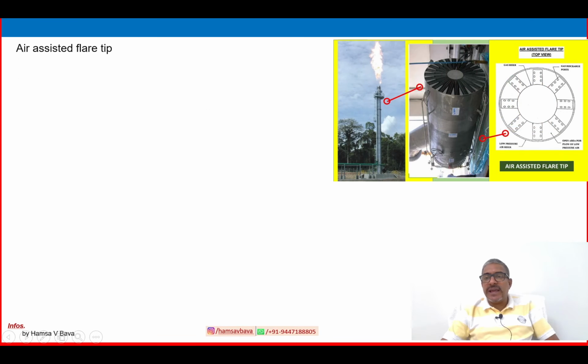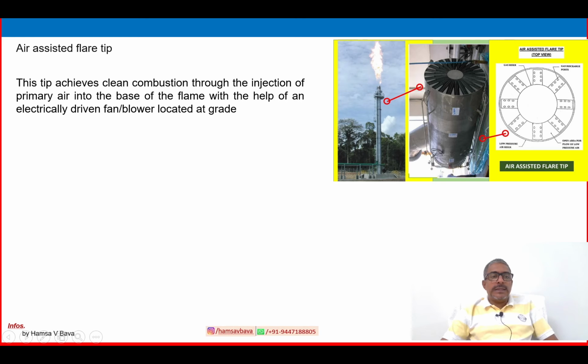Air assisted flare. This is one of the available pictures, an air assisted flare tip. This tip achieves clean combustion, that means complete combustion, through the injection of primarily air into the base of the flame with the help of an electrically driven fan or blower located at the grade.